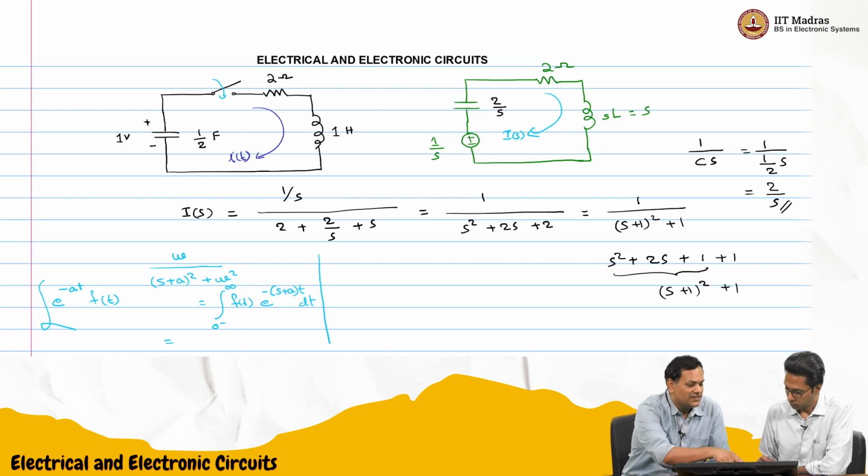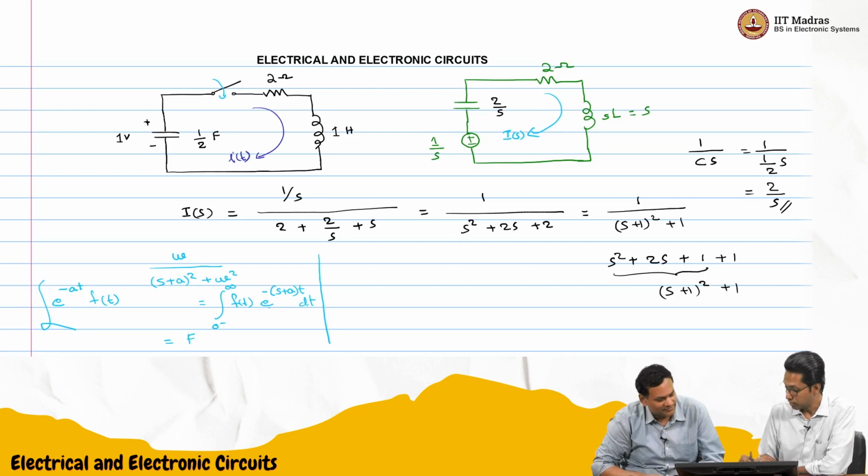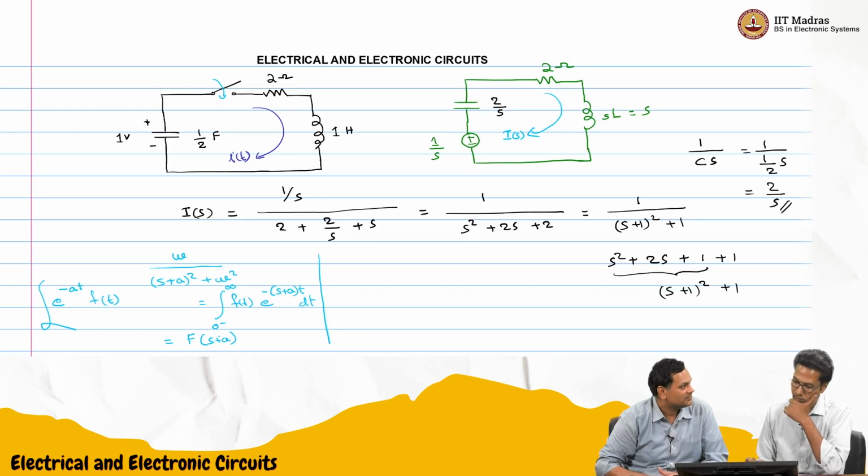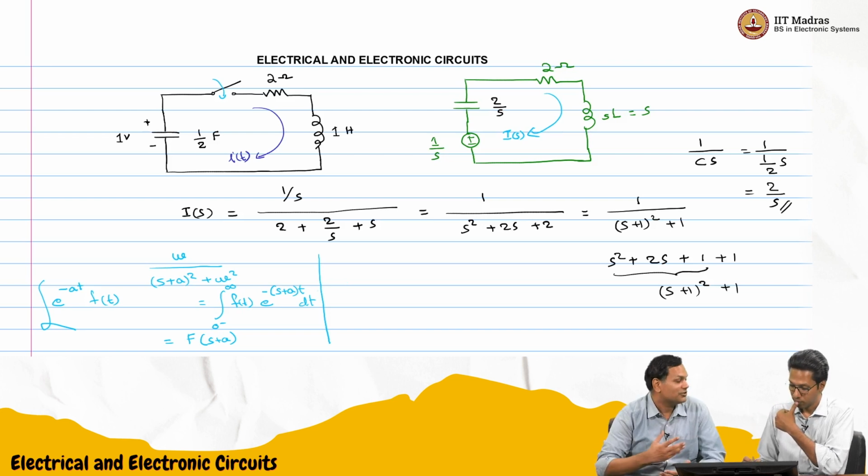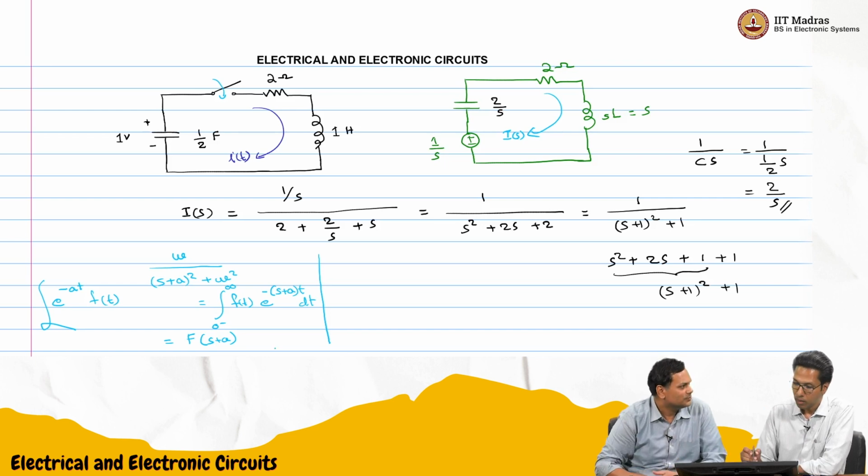If it was just e power minus st, I would have written F of s. But now it is e power minus (s plus a) into t. So wherever s was there, it is replaced by s plus a. As far as the integration is concerned, it doesn't know whether it's s or s plus a. After all, the Laplace transform is a mathematical technique to map the time domain function to something else. So the mathematics clearly tells you we are somewhere close to the answer.